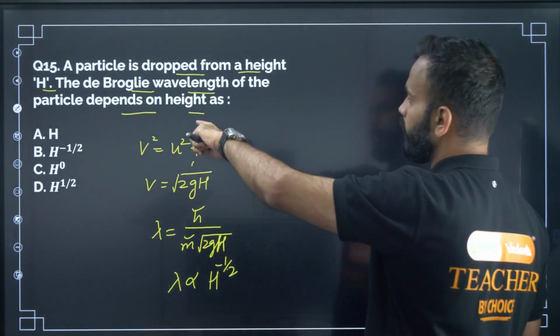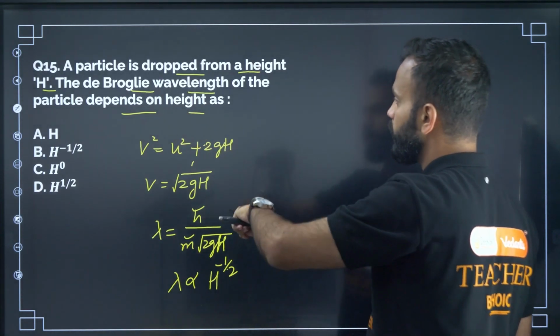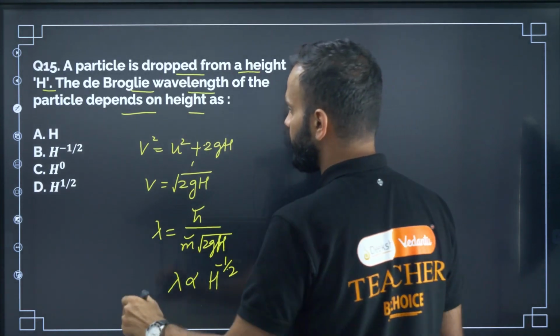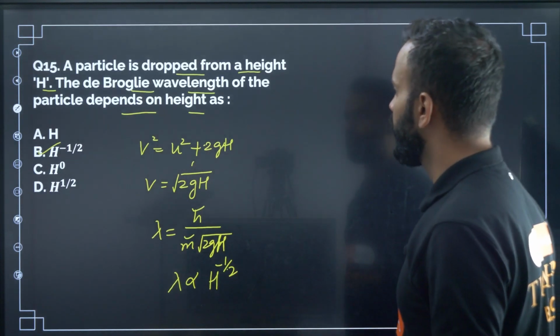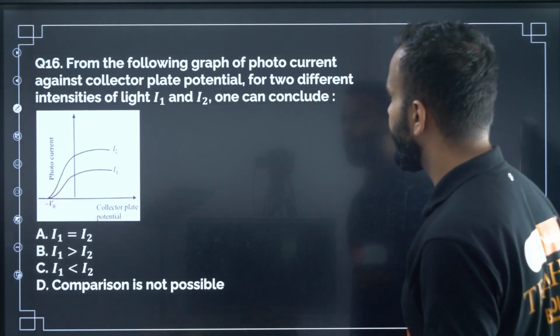So the de Broglie wavelength of the particle depends on height as h to the power minus 1 by 2. So option B is the correct answer. Okay. Question number 16.